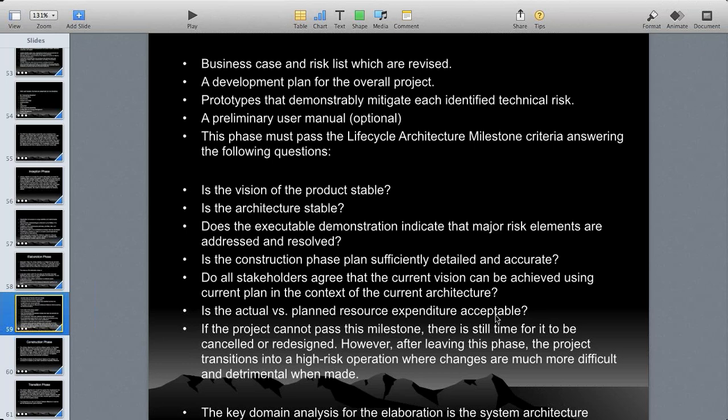If the project cannot pass this milestone, there is still time for it to be cancelled or redesigned. However, after leaving this phase, the project transitions into high-risk operation where changes are much more difficult and costly to make. Okay, so this is how it works.